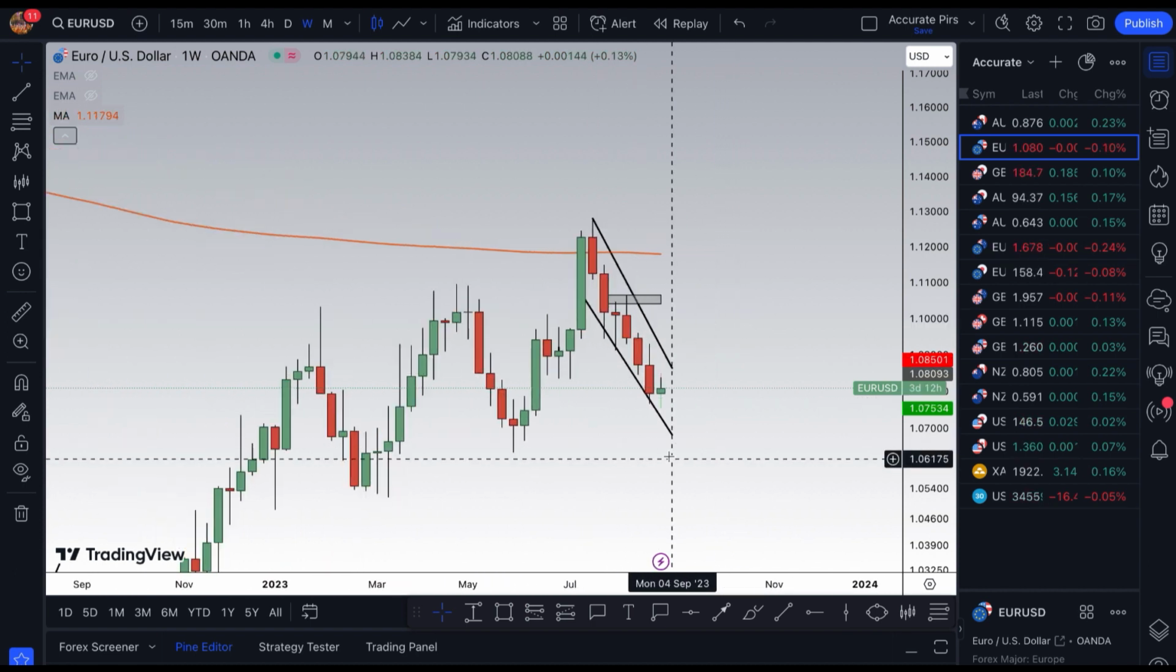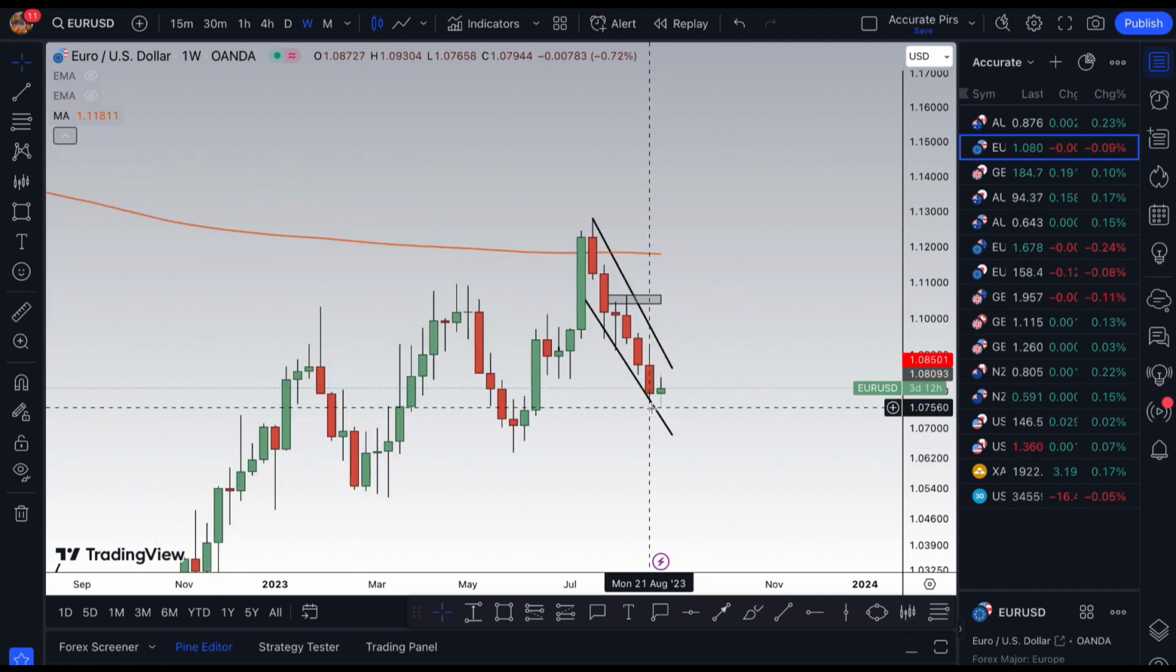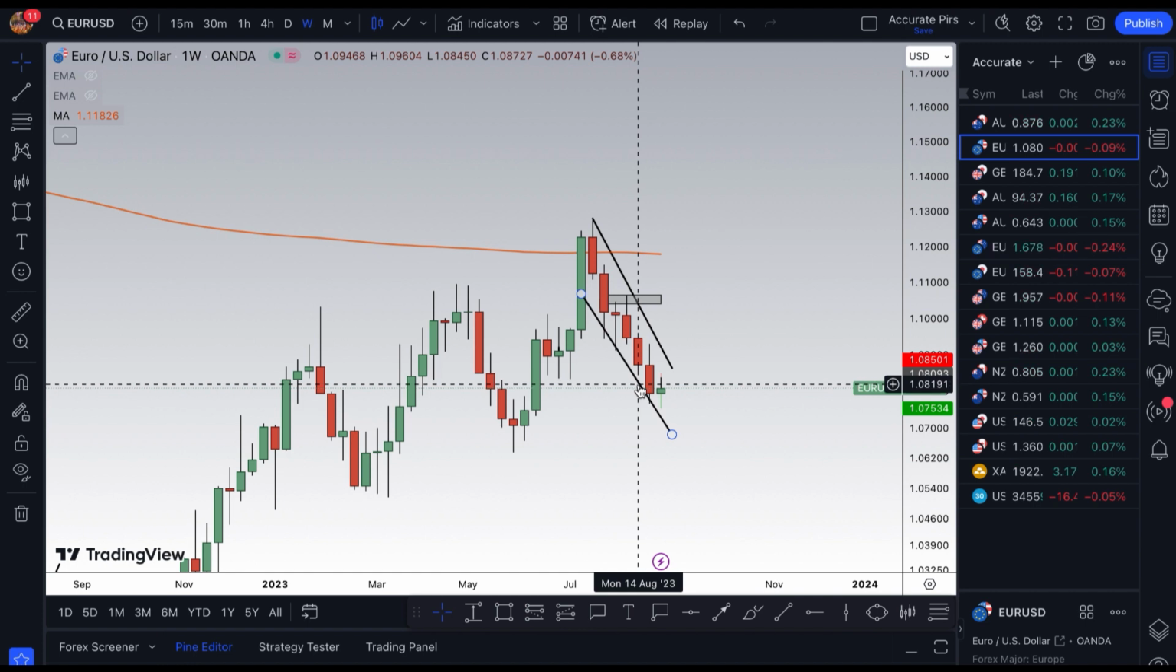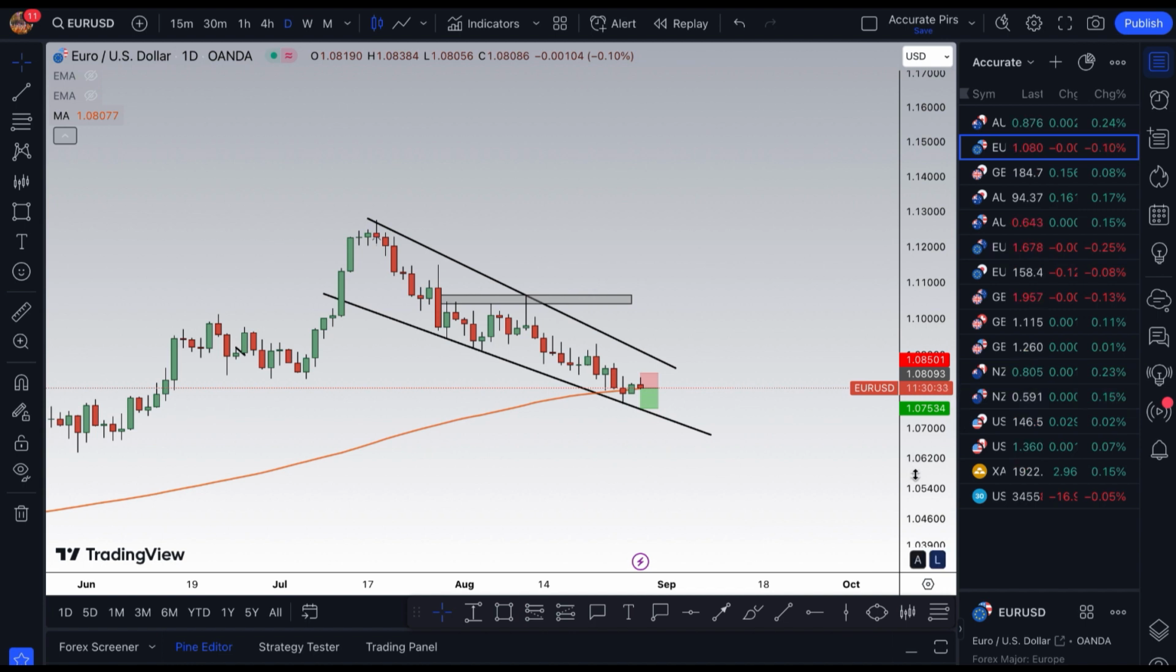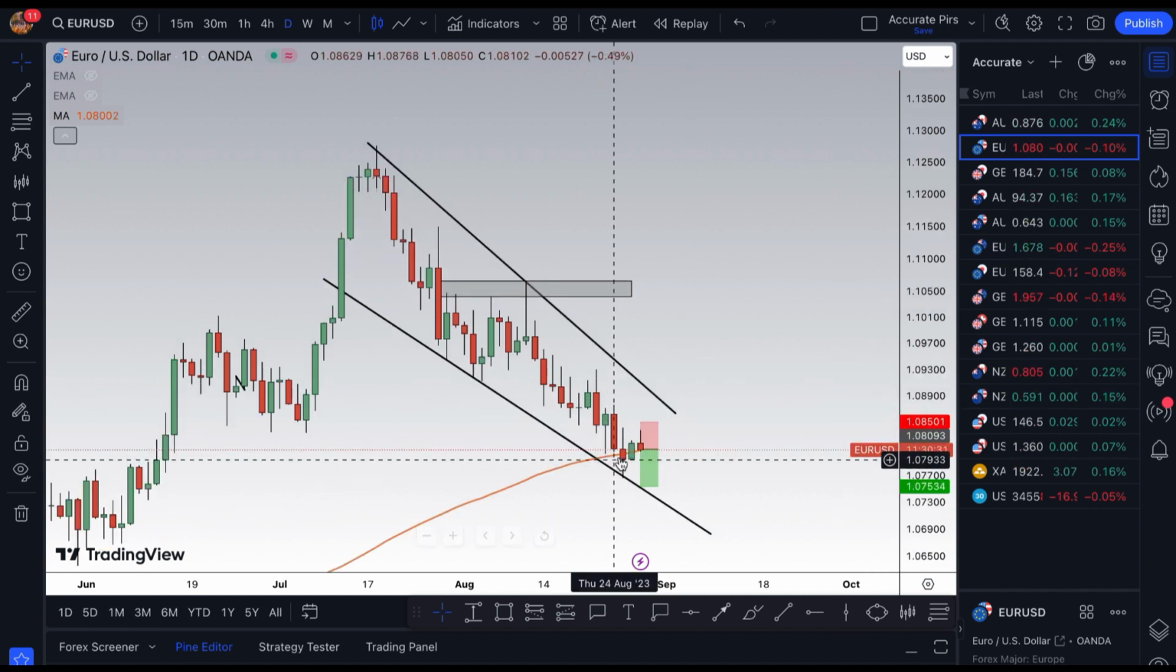But last week's candlestick closure wasn't a good highlight of any candlestick reversal pattern. If we look on the daily time frame, it could be a little pullback, and I still believe there's more room for the market to push towards the downside.